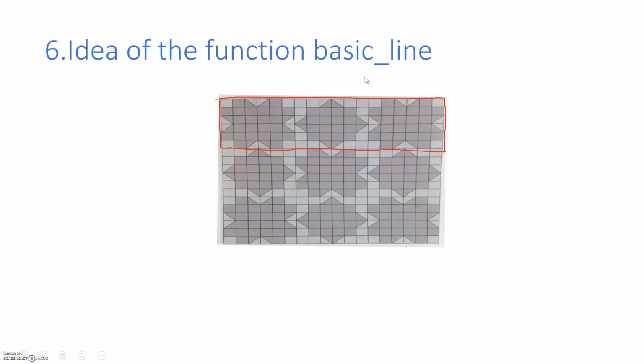For the function basic line, I want to draw a line that has 3 patterns, and the shapes of the patterns are alternatively changed, like this one. So this one shape is similar to this one, but not this one.